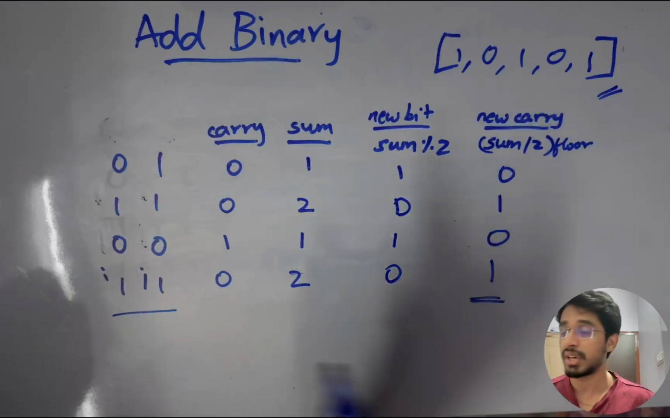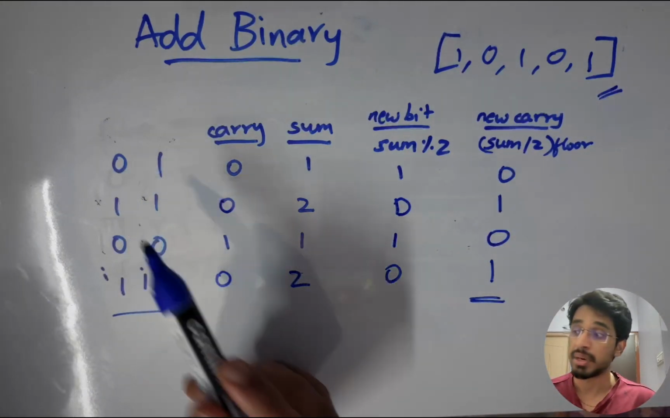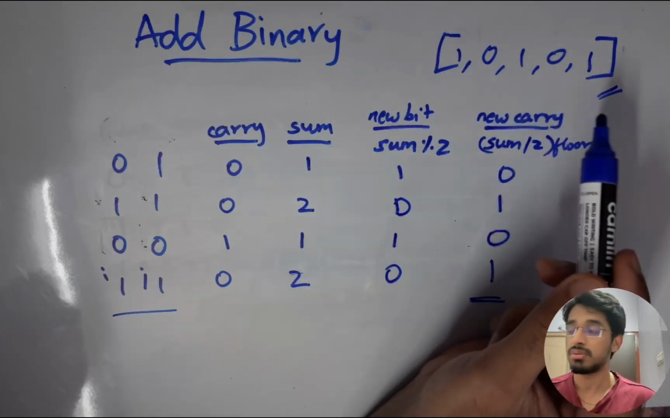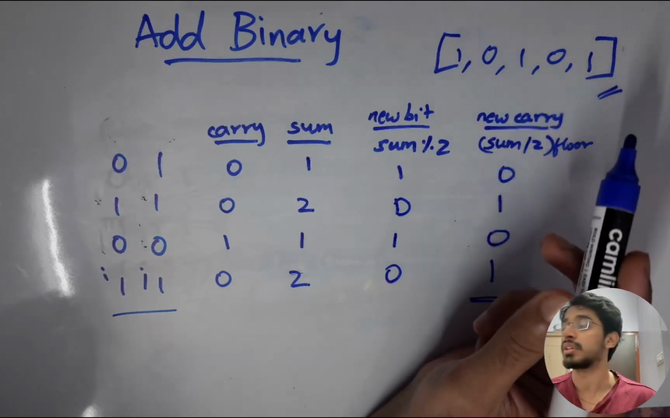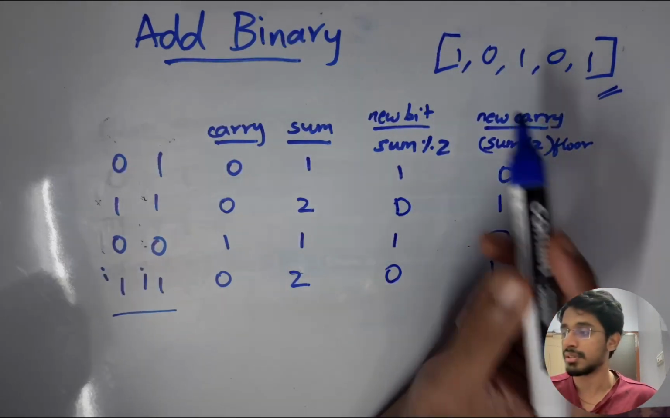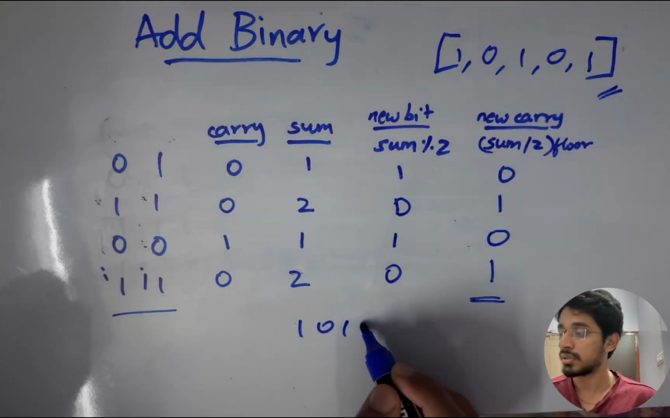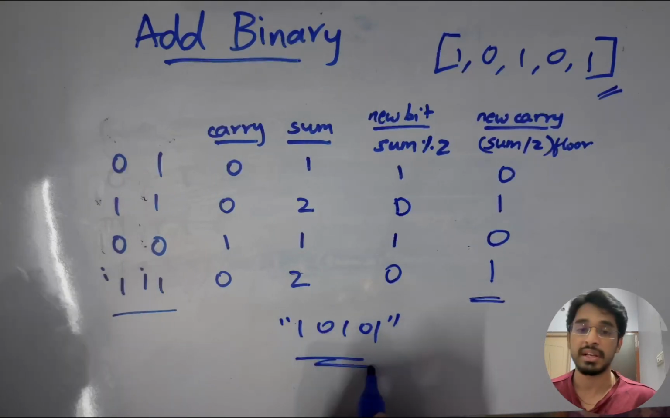Since we are iterating from the last element, but we are adding elements from the first element of the array, what we need to do is reverse this array and then join it in the form of a string. If we reverse this, it's like a palindrome, it's still the same, 0 1 0 1 0 1. So we just need to convert this into a string and return it as the solution.